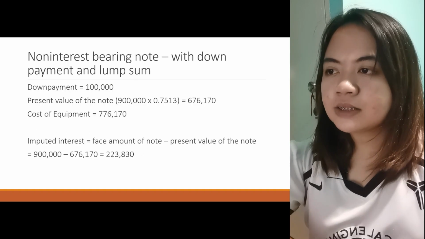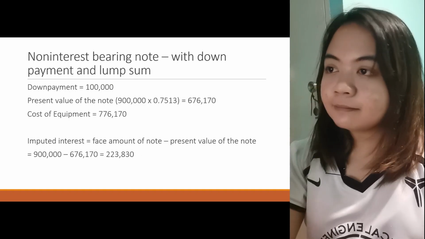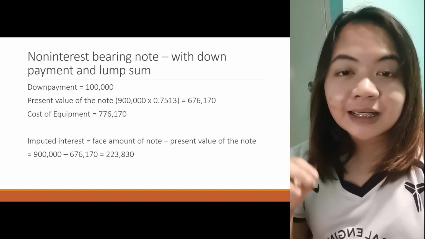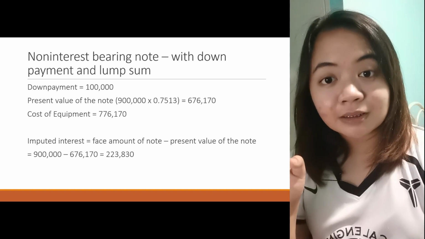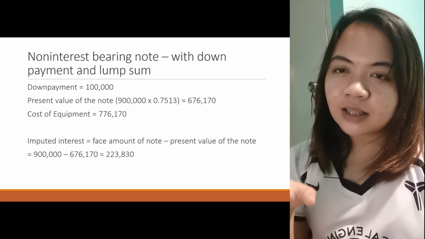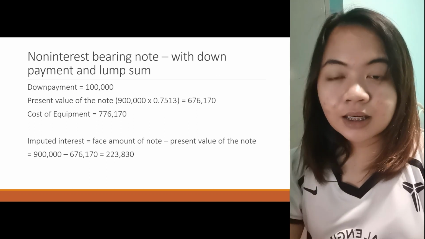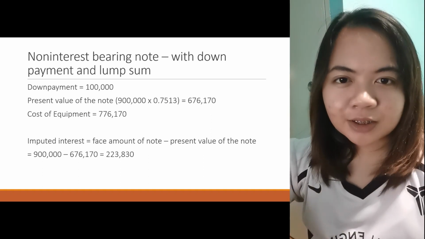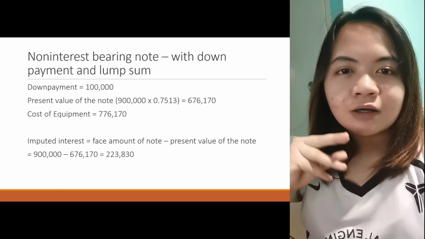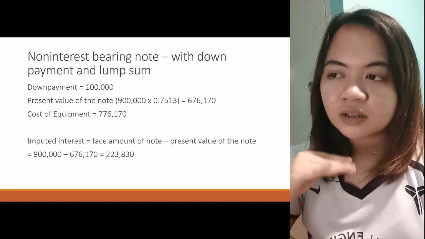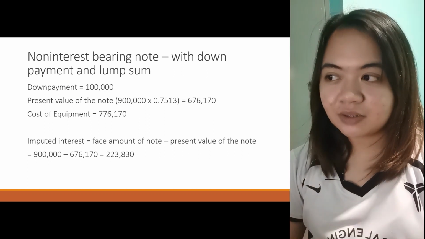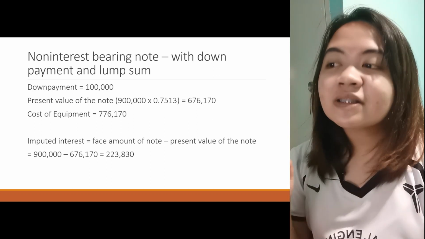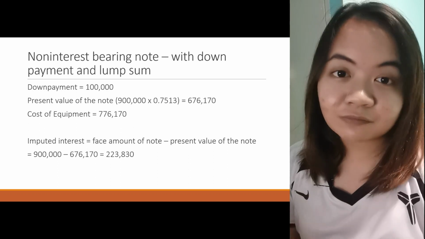So, let's do this. Down payment, 100,000. And then the present value of the note: you add it with 900,000. Why 900,000? Because I made a down payment of 100,000. So, 900,000 times PV of 1, because I will pay it only once on the due date. It's not an installment payment. So, PV of 1 for 3 years, 0.7513. You get 676,170. And then the cost of the equipment is 100,000 plus 676,170, a total of 776,170. That's the cost of the equipment.